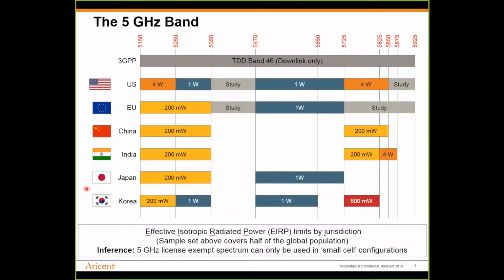Now, there is a lot of variation in the way this is allowed in different countries. As you can see here, the United States is probably the most progressive in this regard. In the United States, 4 watts of EIRP is allowed in a good segment of the band, here and here, and 1 watt is allowed in the other bits. Now, this little bit here, between 5350 to 5470, is internationally allocated for Earth observation satellites. So the radio community is very sensitive about it.